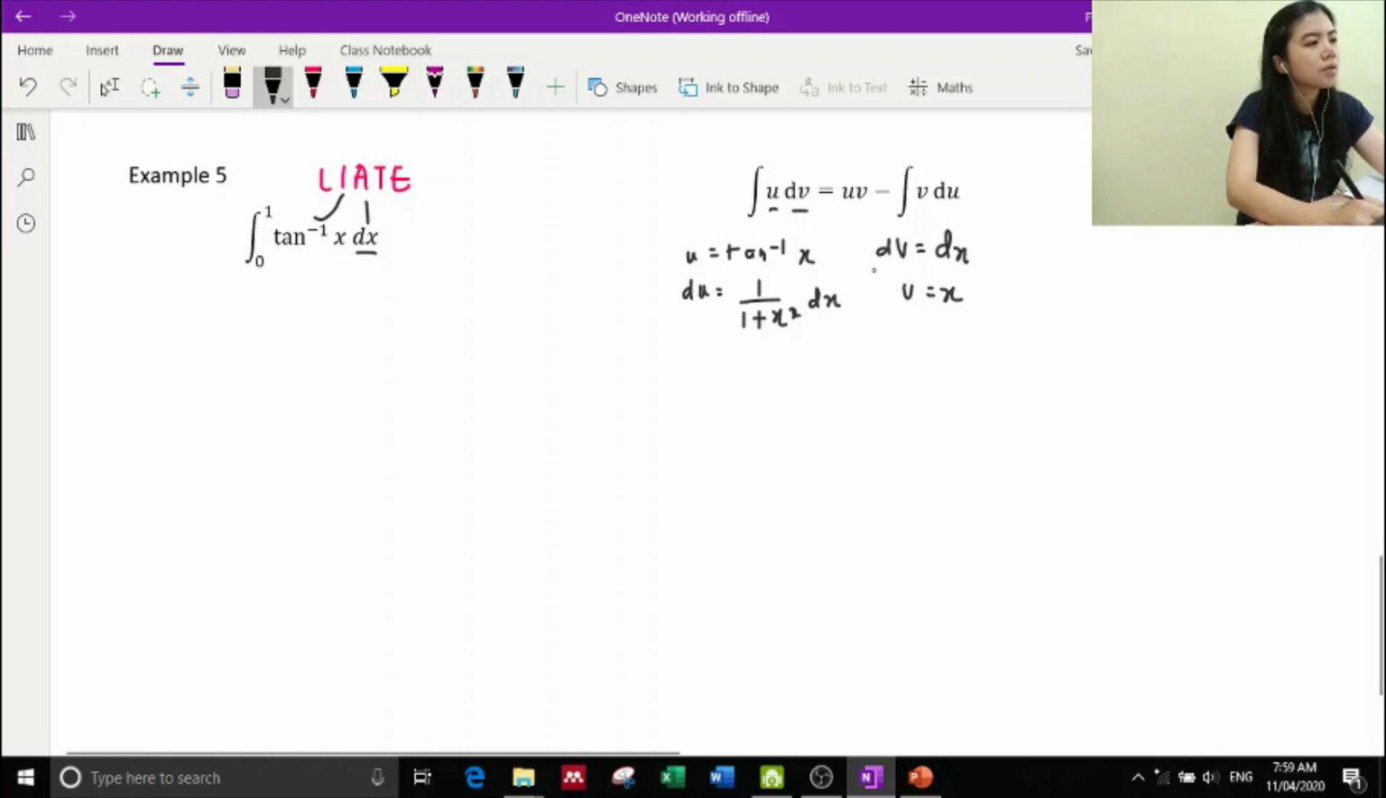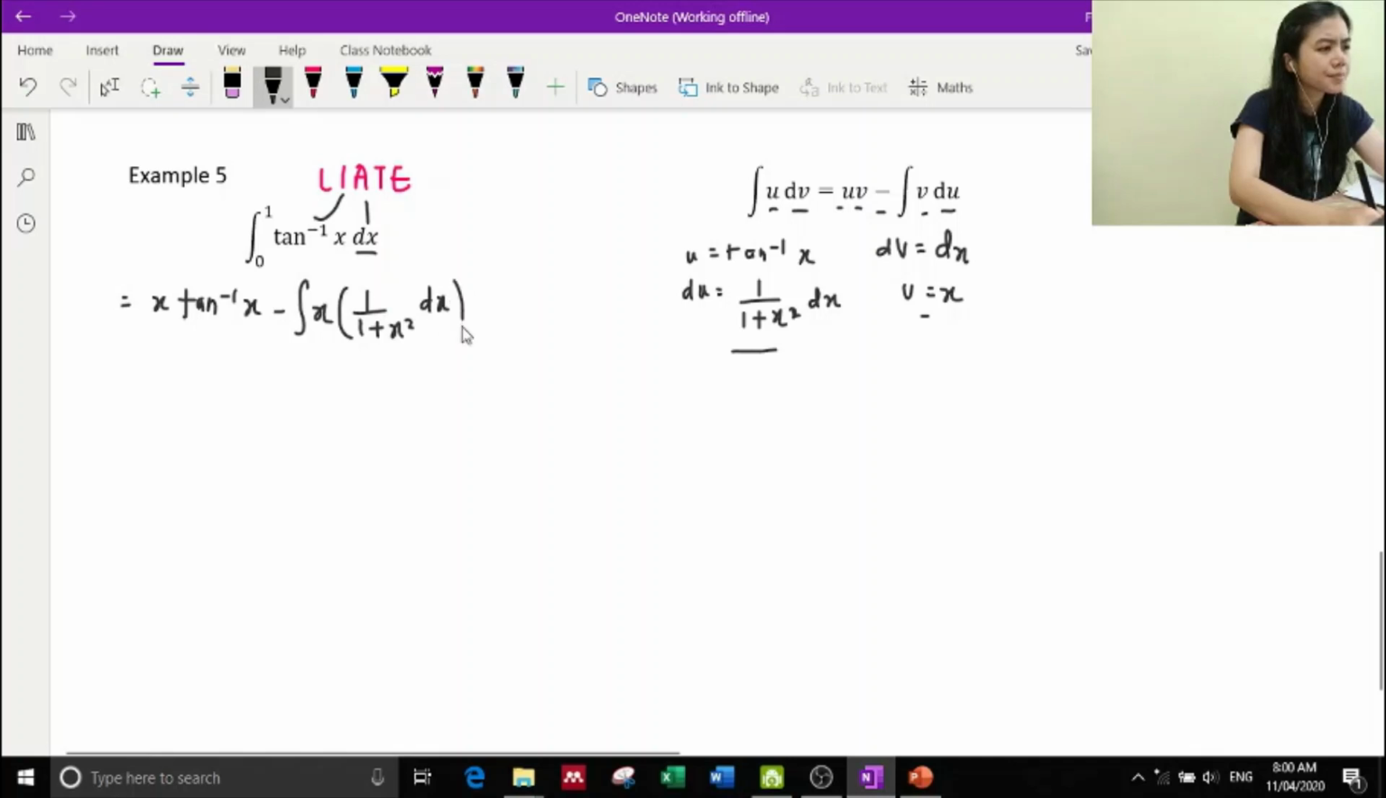Now let's look at the formula. The formula says that you will have the product of u and v. You multiply u and v, so you have tangent inverse multiplied with the v. So you will have x multiplied with tangent inverse x. Then you have the minus, minus the integration of v. Our v here is the x again. So we have the x, and then we have the du. The du is this one. So we have 1 plus x squared dx.